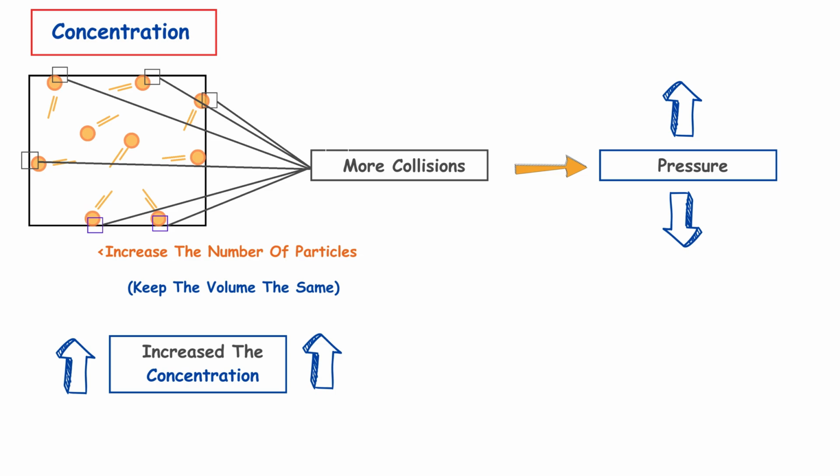Next, we have concentration. If we increase the number of gas particles within the same fixed volume, in other words, if we add more gas without changing the container size, then we have a higher concentration. With more particles bouncing around in the same space, there are naturally more collisions with the container walls, and therefore, the pressure increases as well.